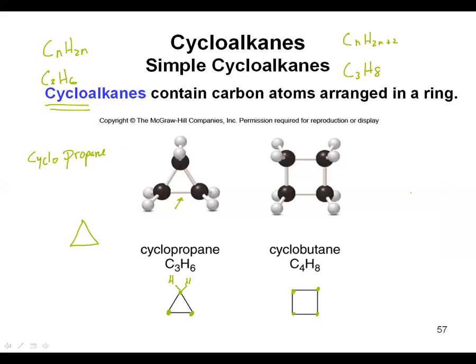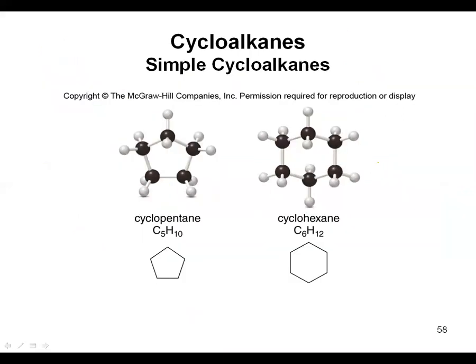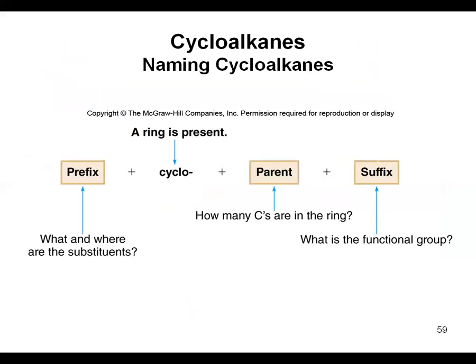Again, because it's a ring structure, cyclobutane is what we would call that one there. There's our cyclopentane, which has 5 carbons, and our cyclohexane, which has 6 carbons. So how do we name these? Again, we do put the cyclo in front of it if it is mono-substituted, if you will.